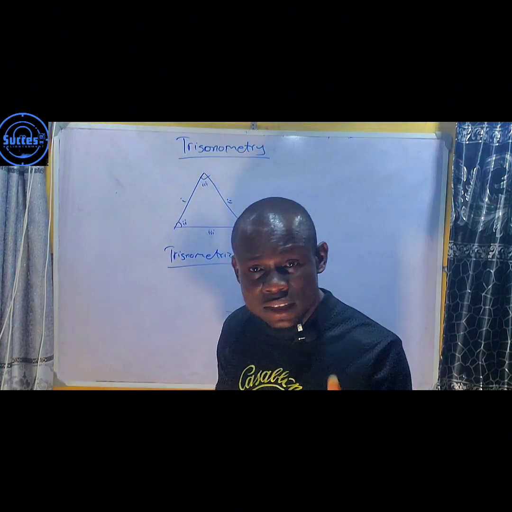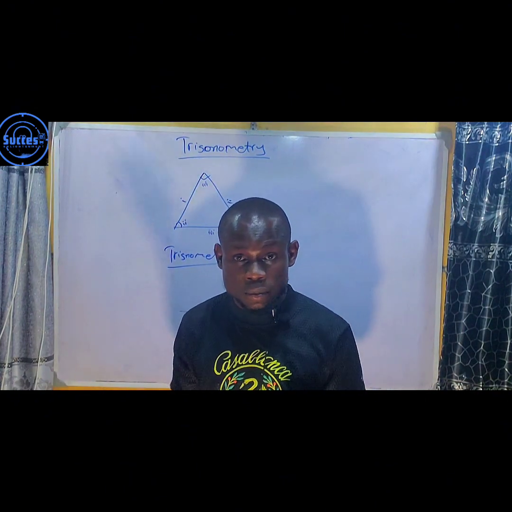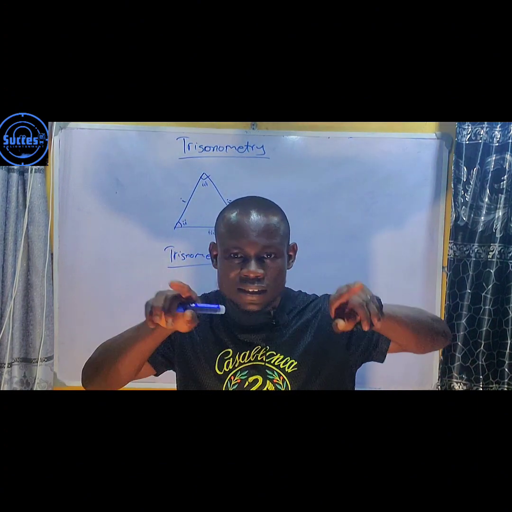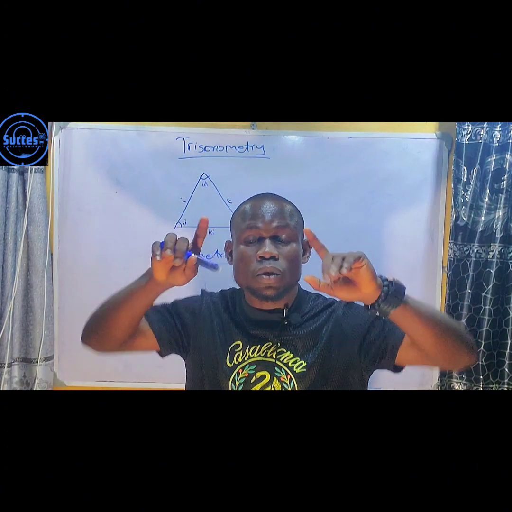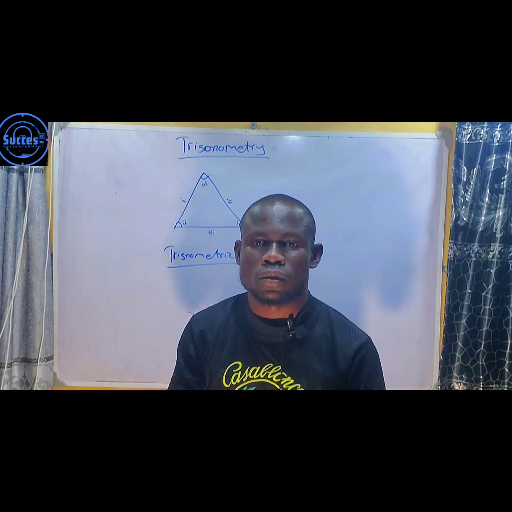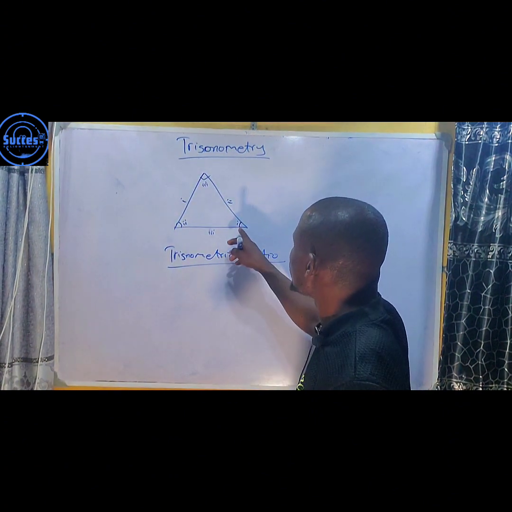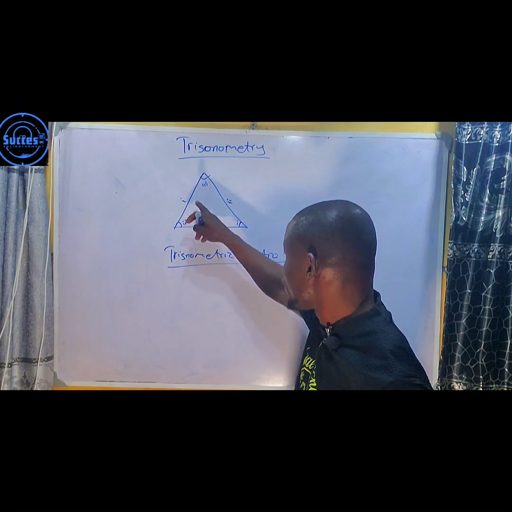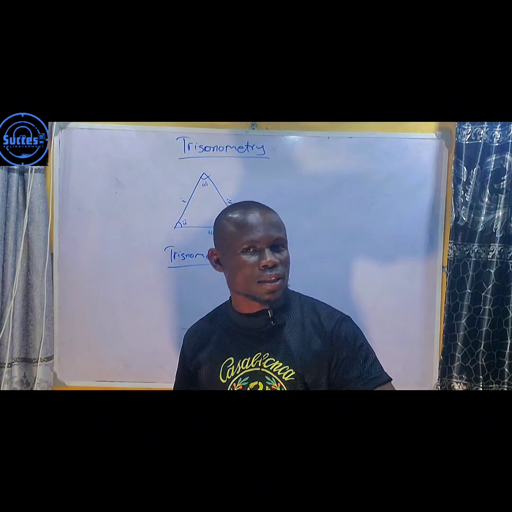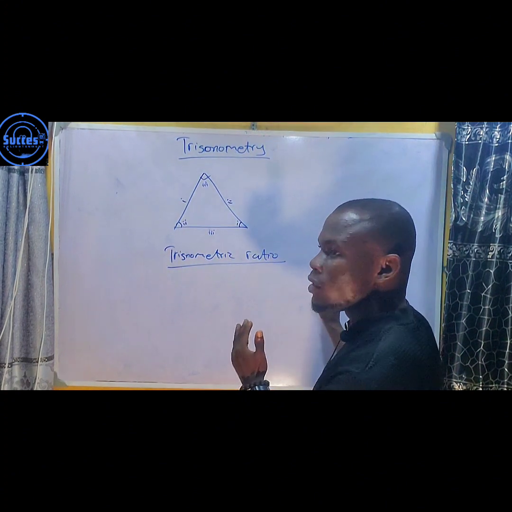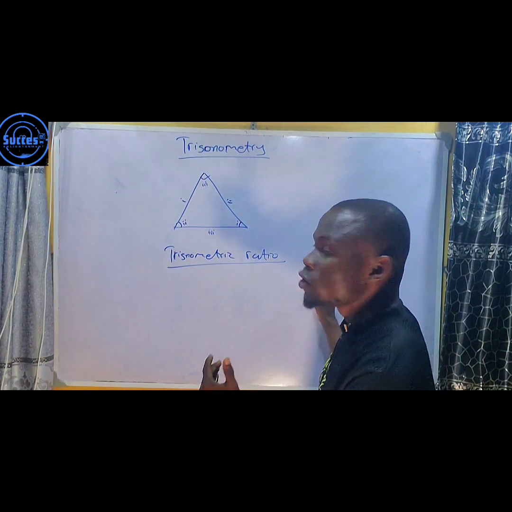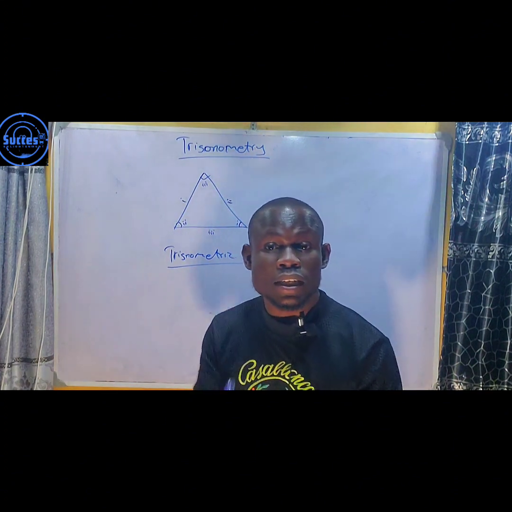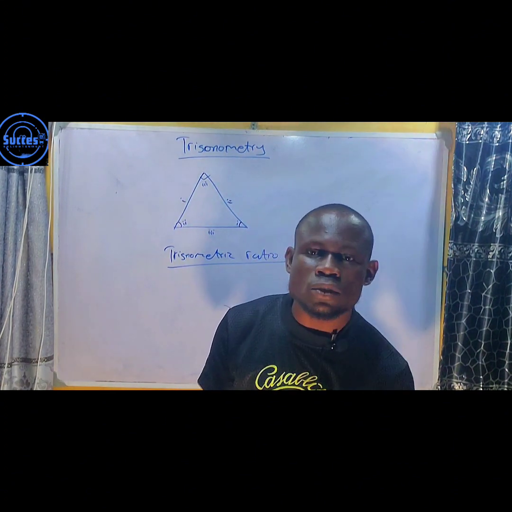Don't forget, I said trigonometry is a branch of mathematics that focuses on the relationship between the length of the sides of a triangle and the angles. We already established there's a relationship between each of these angles of the triangle and the length of the sides. Now, trigonometric ratio shows the ratios. It quantifies the relationship between the angles and the length of the sides.